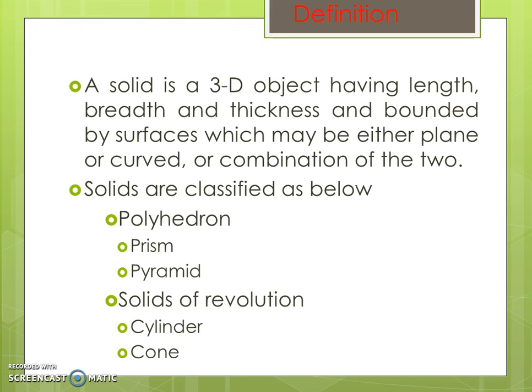solids there are. So, a solid is a 3D object having length, breadth and thickness, bounded by surfaces which may be either plane or curved. Solids are classified as polyhedra and solids of revolution. Polyhedra are again classified as prisms and pyramids. Solids of revolution include the cylinder, cone, etc. We are going to discuss these types of solids.